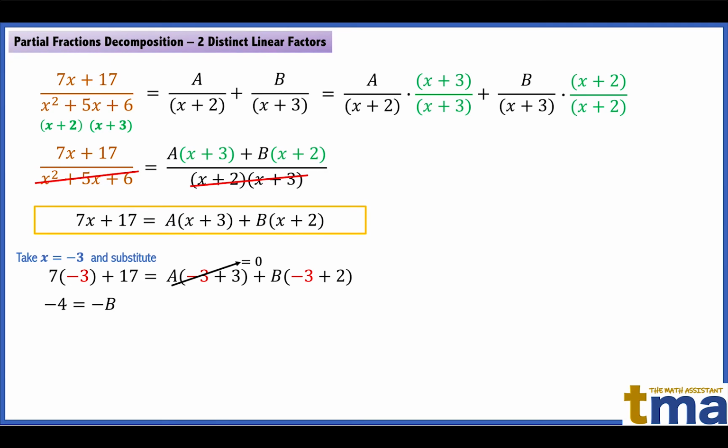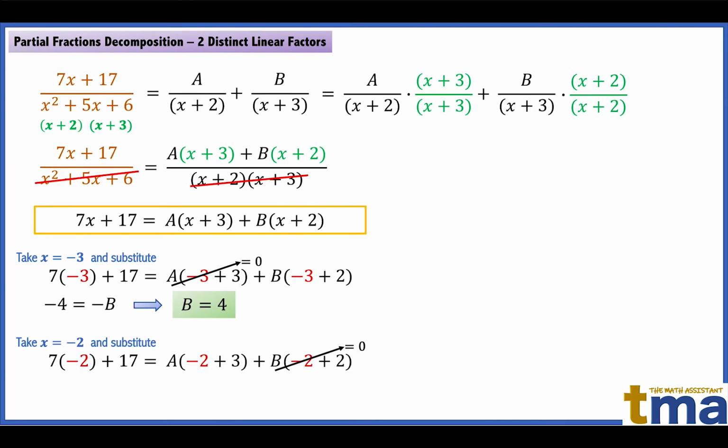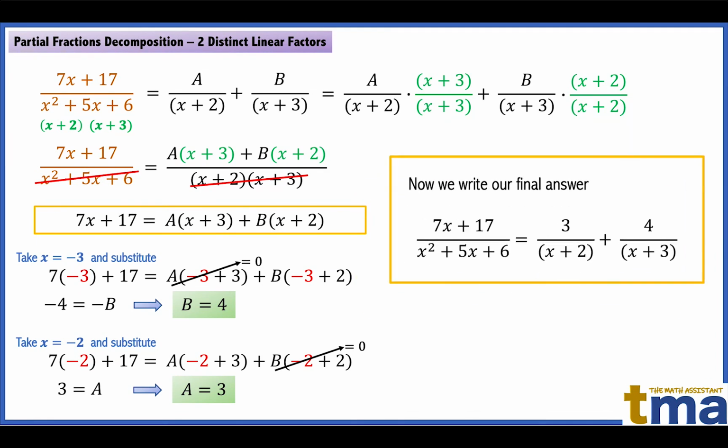have b equals 4. Now we choose x to be -2 and substitute in both sides of the equation in order to cancel b and find a. After simplifying both sides of the equation, we get 3 equals a, or a equals 3. Now we write our final answer by replacing the values of a and b. So the partial fraction decomposition is 3 over x plus 2 plus 4 over x plus 3.